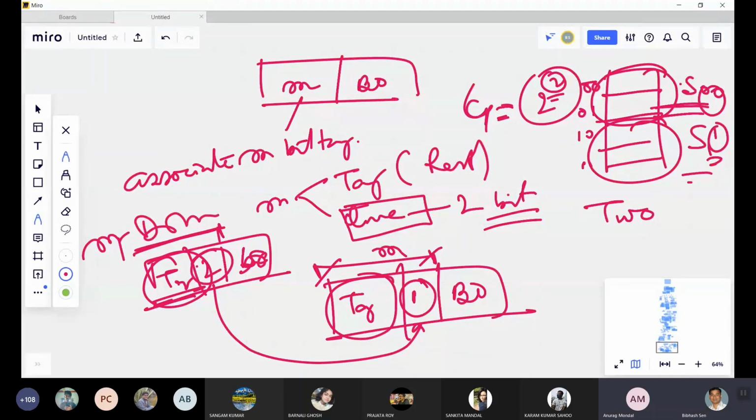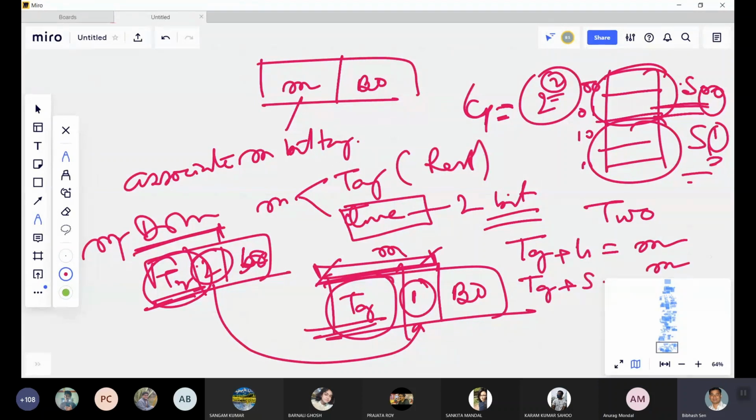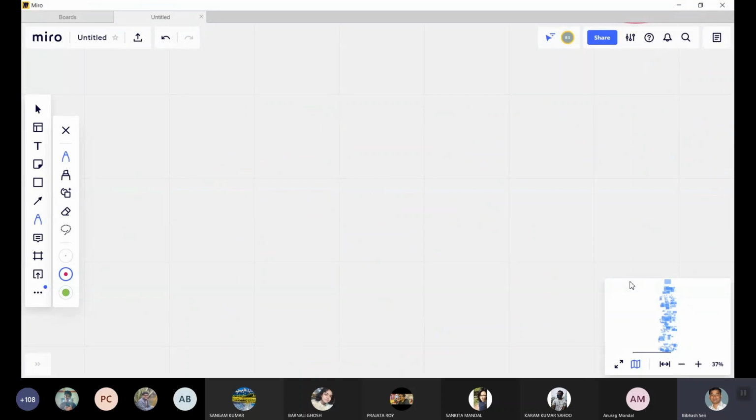Yes. When you go from DM to set associative memory, the tag size changes. This is fixed, because I know tag plus line number equals M bits. Here also tag plus set number equals M bits. But since lines are now collapsed into a number of sets, it becomes a smaller number of bits. Due to this smaller number, the tag size will automatically increase, because the M bits are fixed. That is the one thing I would like to share with you all. Is it clear at this point?